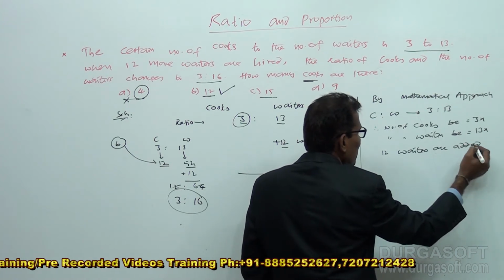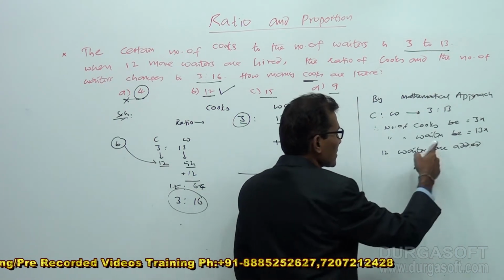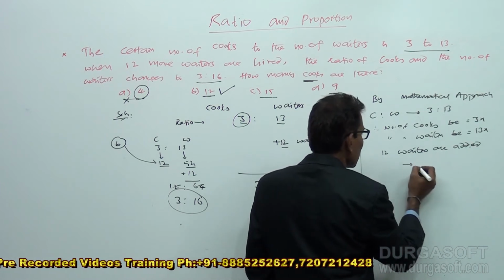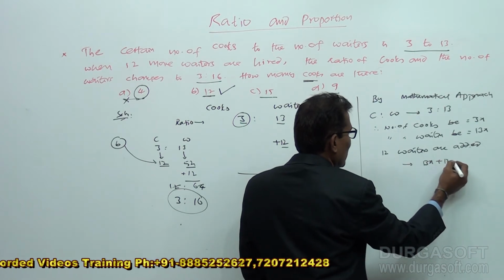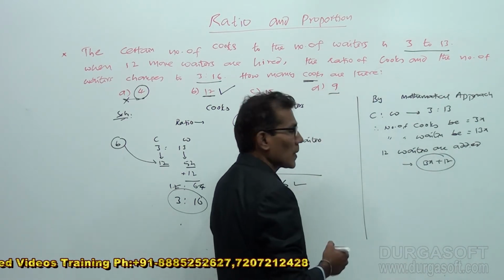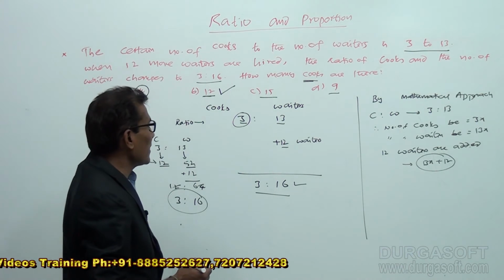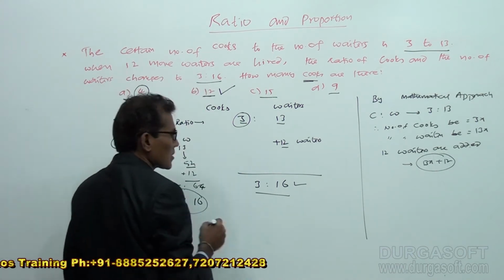Here there is no change in the number of cooks, only waiters are added, by 12. In that sense the new number of waiters, initially 13x, is 13x plus 12. This is the new number of waiters. Once the 12 waiters are added, the ratio becomes 3 is to 16.